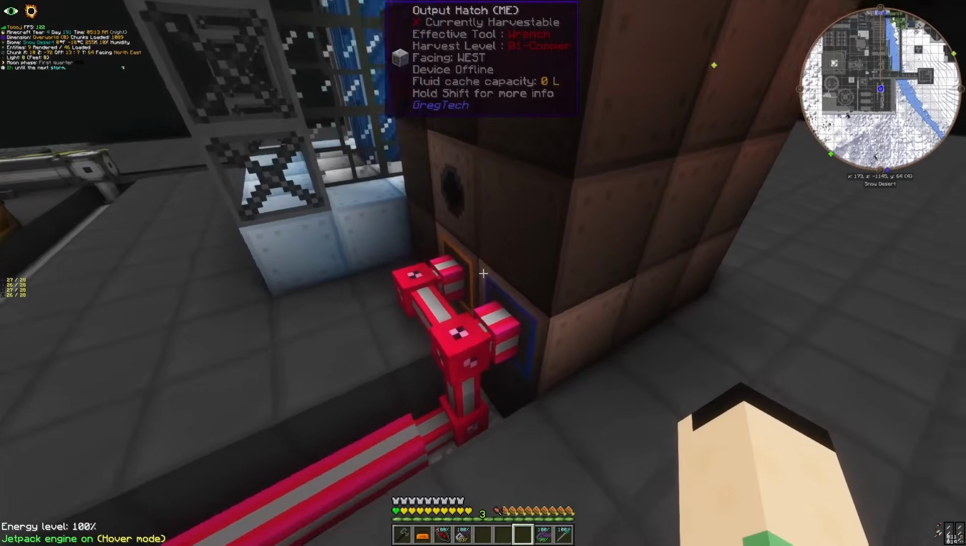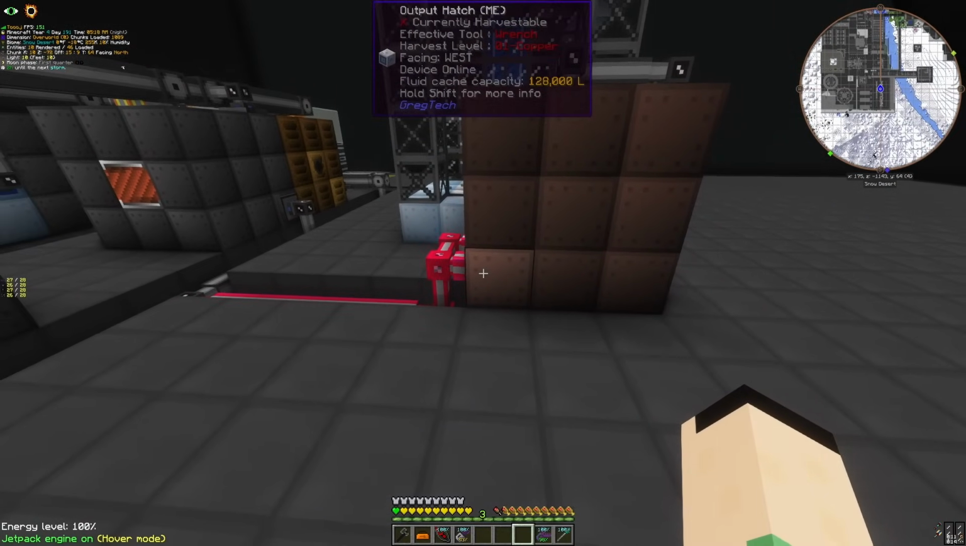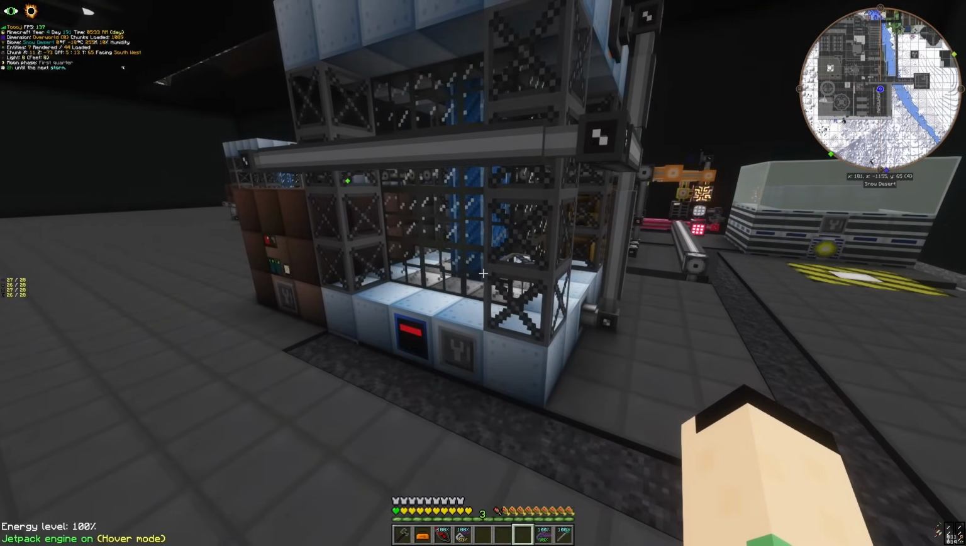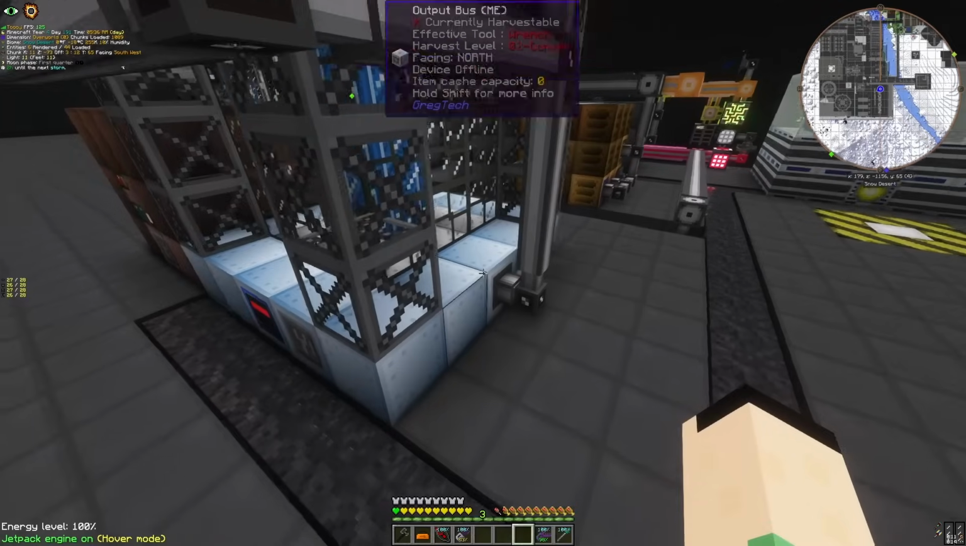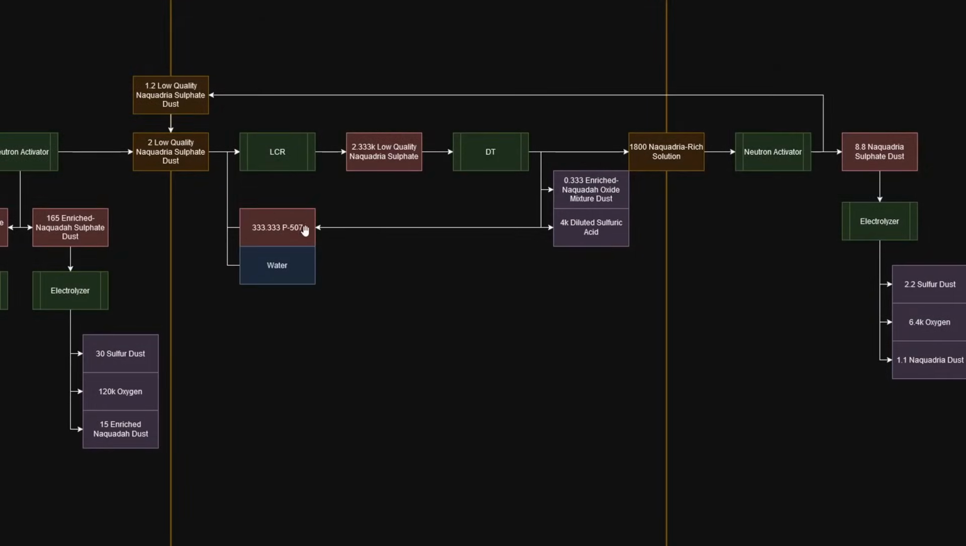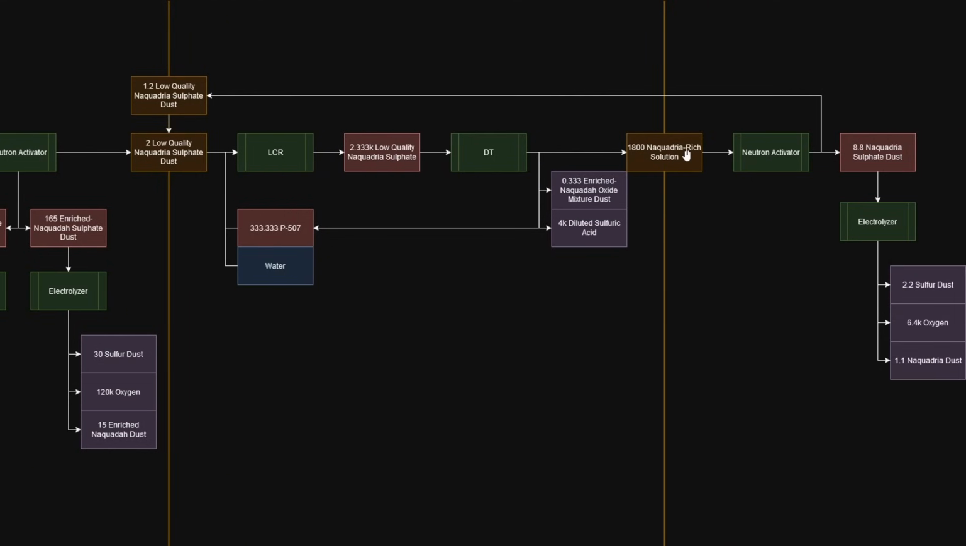You get liquid sodium out of this, which you could fluid solidify, but I don't care. I'm just sending it straight to storage. The main output here is the low quality Naquadah sulfate dust, which will be, for now, stored in this output bus until I do the next step. That next step being low quality Naquadah sulfate into an LCR with P507 and some water to get low quality Naquadah sulfate, and then you distill this to get Naquadah rich solution.